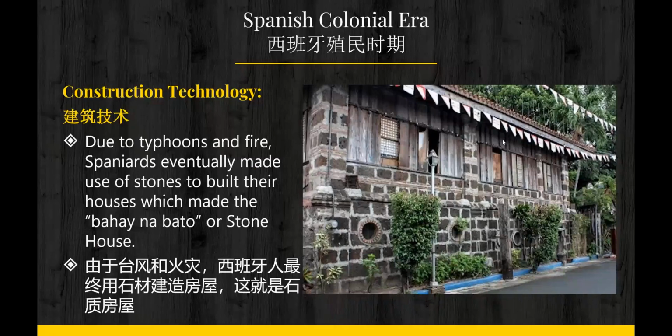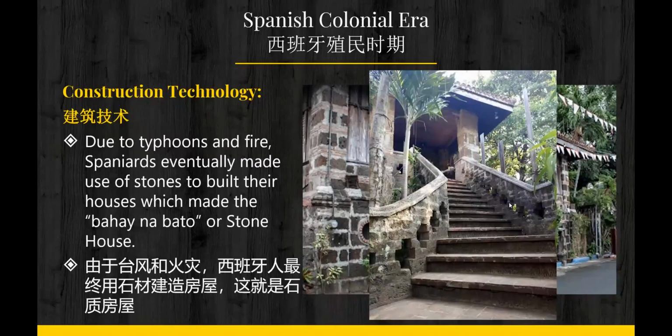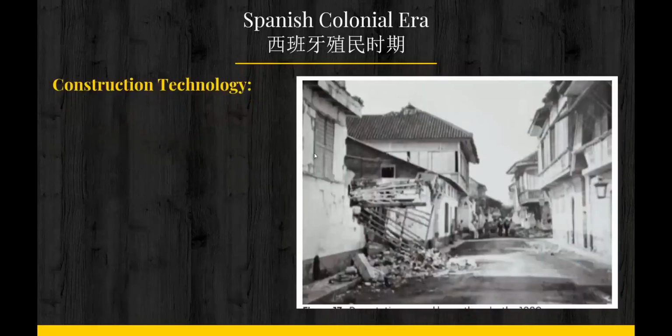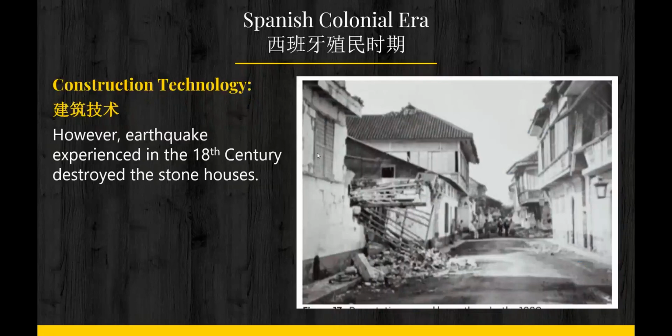So this is an example of the bahay na bato. The entire house is made of stones from the walls to the columns. Also, this is a picture from the bahay na bato. We can see that the columns and the stairs are made of stones. By the way, this bahay na bato is the iconic structure of the Spanish colonial era, similar to the bahay kubo in the pre-colonial era. However, the earthquakes experienced in the 18th century destroyed these stone houses.